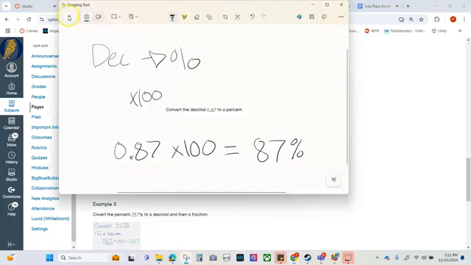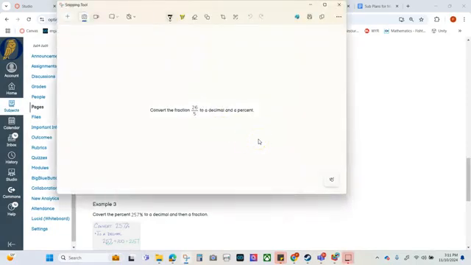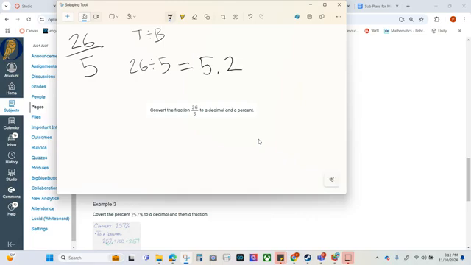Example 2. Convert the fraction 26/5 to a decimal and a percent. Oh, so let's turn this fraction into a decimal and a percent. Well, we know we can turn all fractions into decimals by doing top number divided by bottom number, or 26 divided by 5. And when we type this into our handy dandy calculator, it will tell us an answer of 5.2. So that's our decimal.